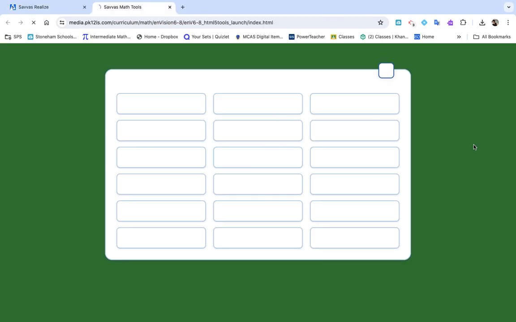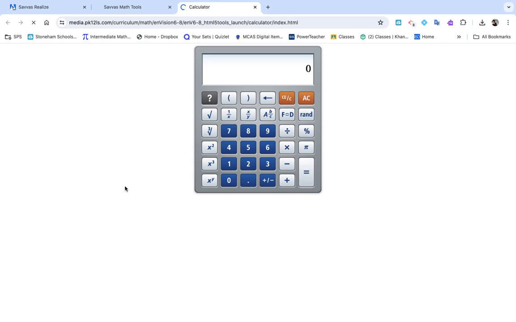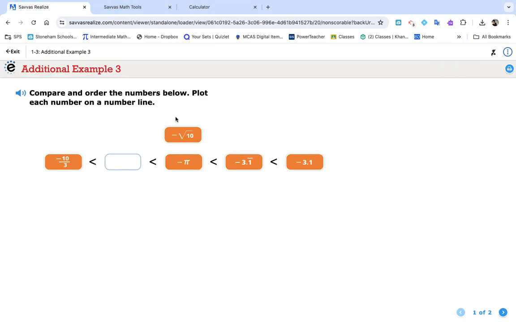I have some math tools here. I'm going to use a calculator. So what we're saying here is, negative 3.14 times 3.14, right? So you can see I get a number that's less than 10 there, right? Whereas if I do 3.6 times 3.6, I get a number more than 10, right? So that tells me that the negative square root of 10 is between these two numbers, right?